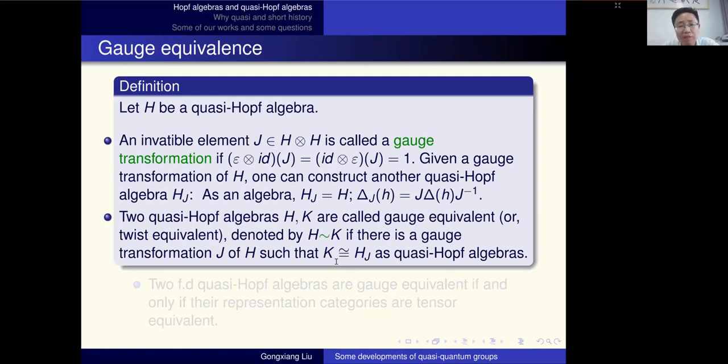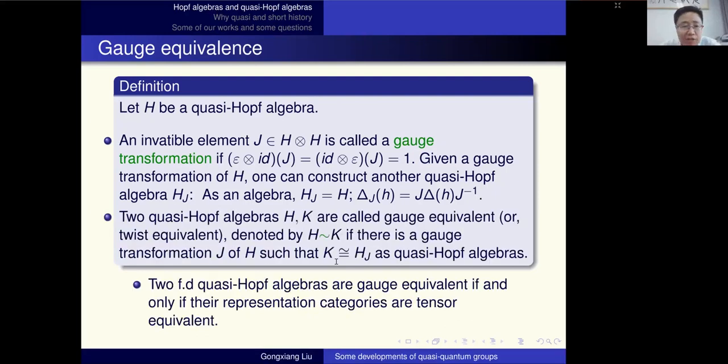Actually, we know very little about quasi-Hopf algebras. There's another reason why we need gauge equivalence. There's a typical result for Hopf algebras or quasi-Hopf algebras. You can prove that two finite-dimensional quasi-Hopf algebras are gauge equivalent if and only if their representation categories as tensor categories are tensor equivalent. So this tells us that studying gauge equivalence classes is equivalent to studying tensor categories up to tensor equivalence.